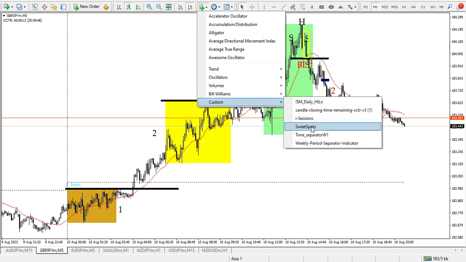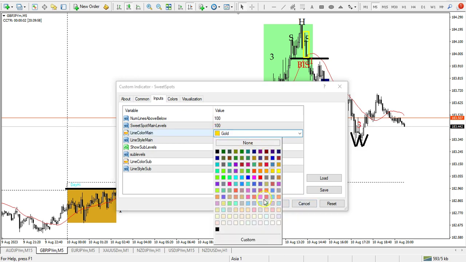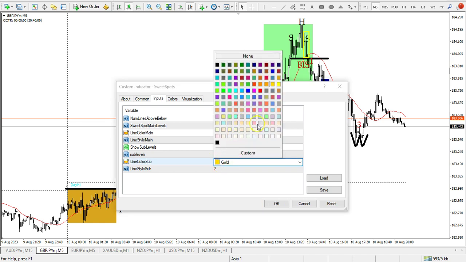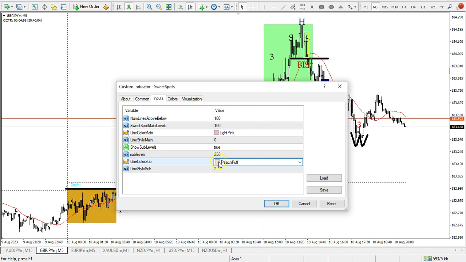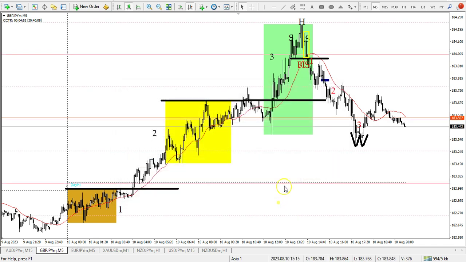Nothing new. This is a sweet spot indicator. You all know this, and you all have this. It's sweet spot. It's free. If you search for it, you'll find it. So now I'm just gonna change the colors. Usually I like this. Okay, now we have the sessions in.